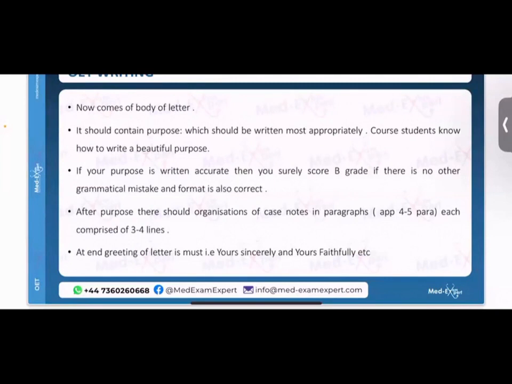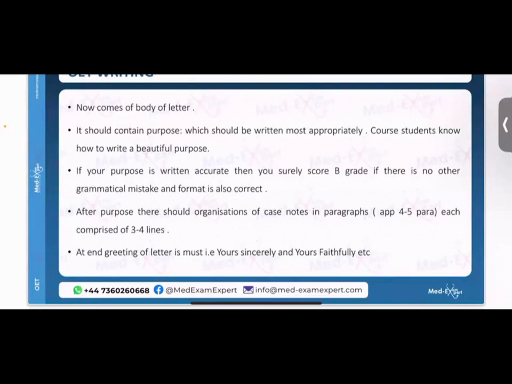The purpose of the letter is the most significant part of OET letter writing. Some of the students don't know the significance of the purpose of the letter, and they just write randomly, like Mr. John presented to me with complaints of shortness of breath, dizziness, whatever the complaints are, and they forget that there is a purpose, which is the most vital part of OET letter writing. So your purpose must be written appropriately.